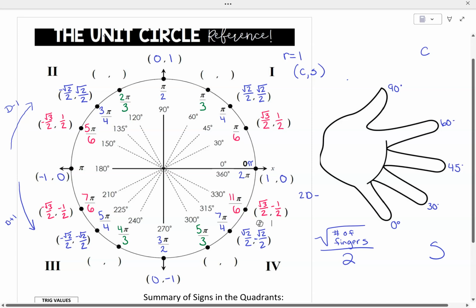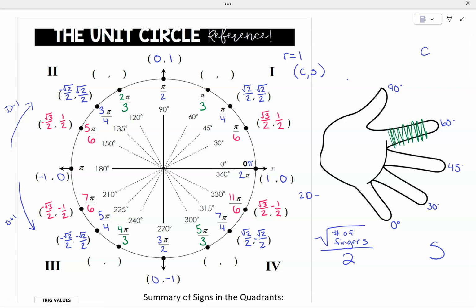Okay, so now let's look at 60. So remember 30 and 60, they kind of flip-flop. So now when I put down my index finger, cosine only has 1 finger, so the square root of 1 is 1, and then we divide it by 2. Sine has 3 fingers, so that's square root of 3 over 2. Then you just copy and paste it, but cosine's negative here, both negative here, and sine is negative here.